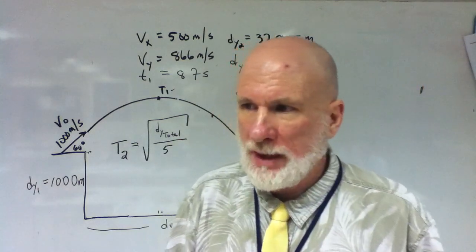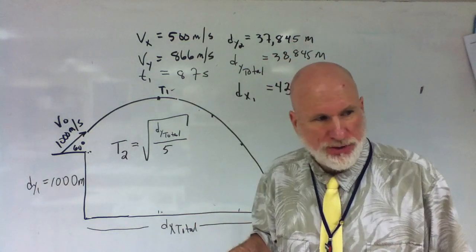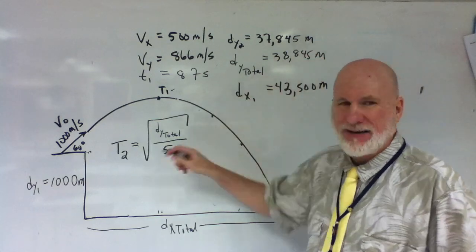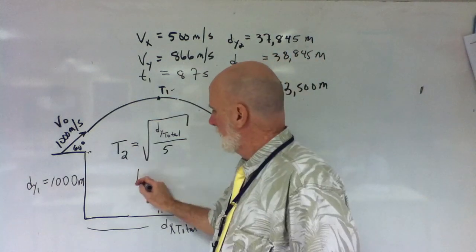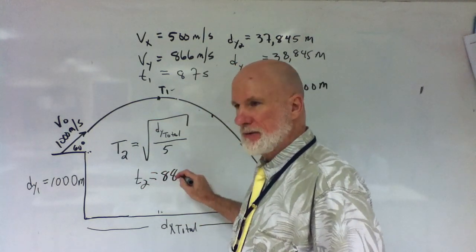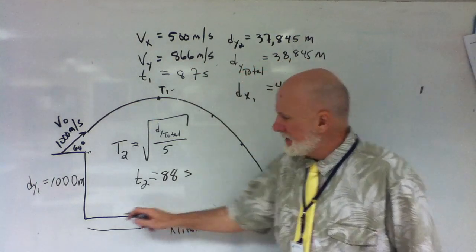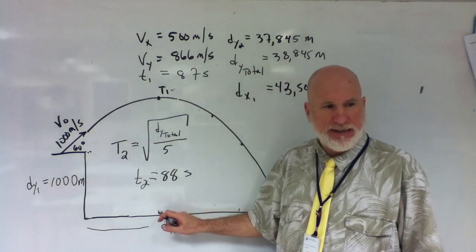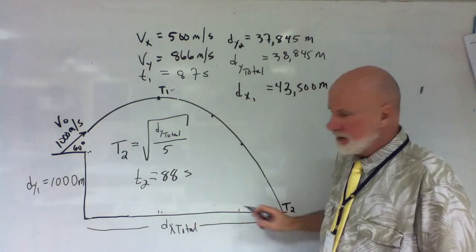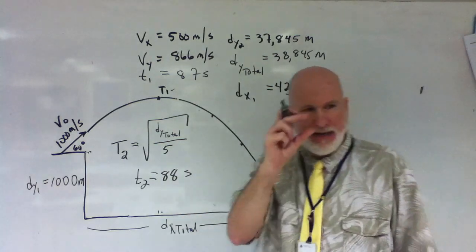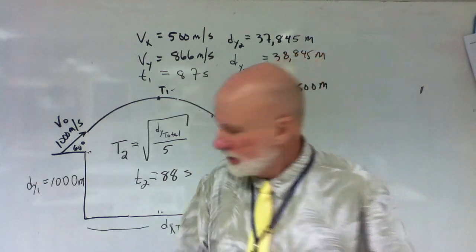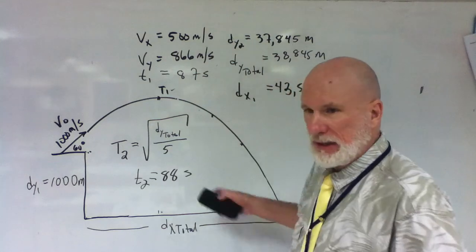So, what is the square root of 38,845 divided by 5? 88. So T2 equals 88.1, so we'll say 88, correct? Do you see that the distance to go this is based upon T1, which is 87, and then this is based upon T2, which is 88. So do you see how you get that little bit of extra? So when you're doing this, dx2 should be, in type 3, a little extra. Okay?